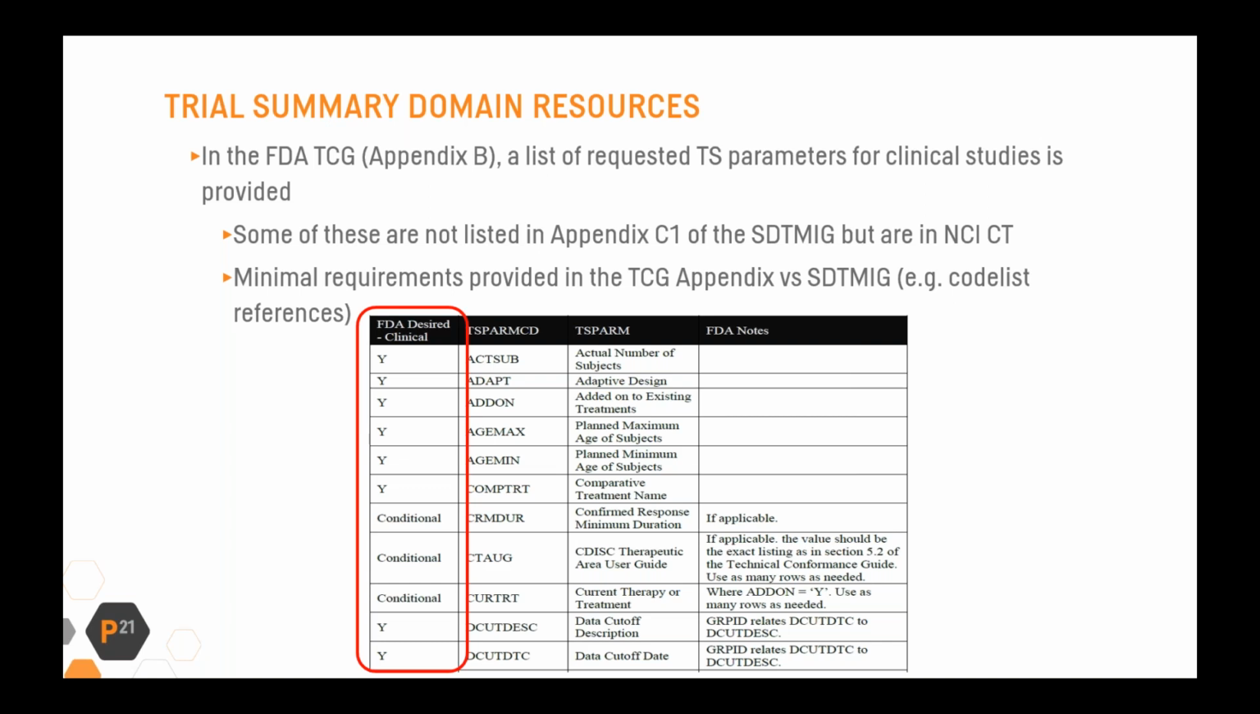And then there are also conditional parameters listed, similar to the appendix in the SDTMIG. And then there are notes for those conditional parameters of when they might be included. So in this example, we have CURTRT. It's a conditional parameter. And so when the trial summary parameter for ADDON is set to Y, then you would include this parameter.